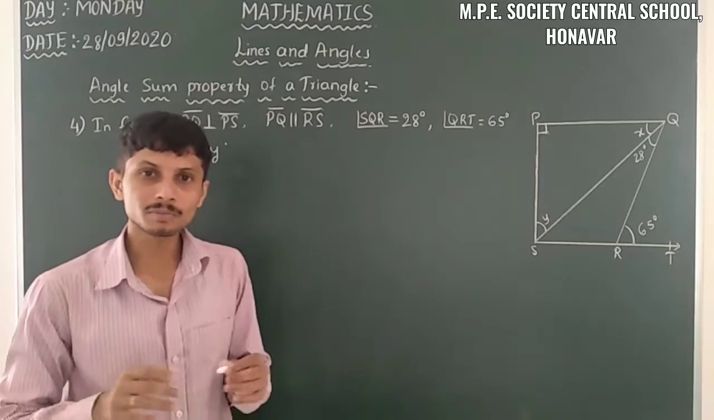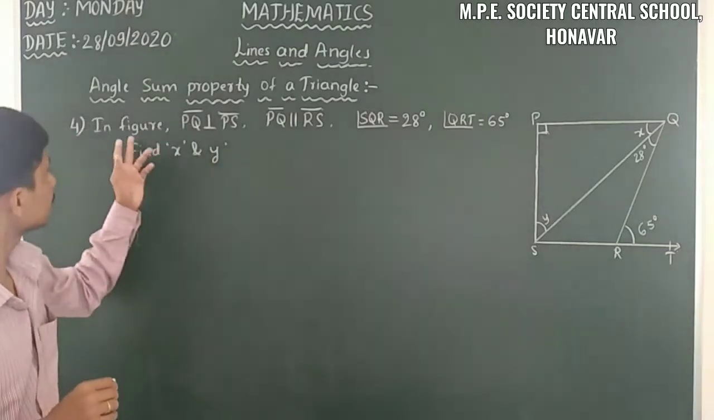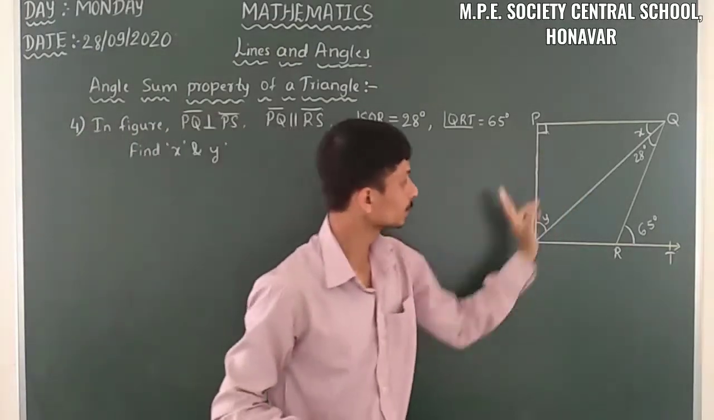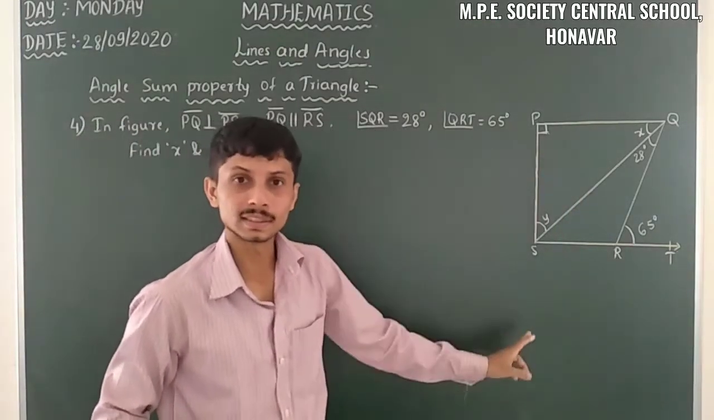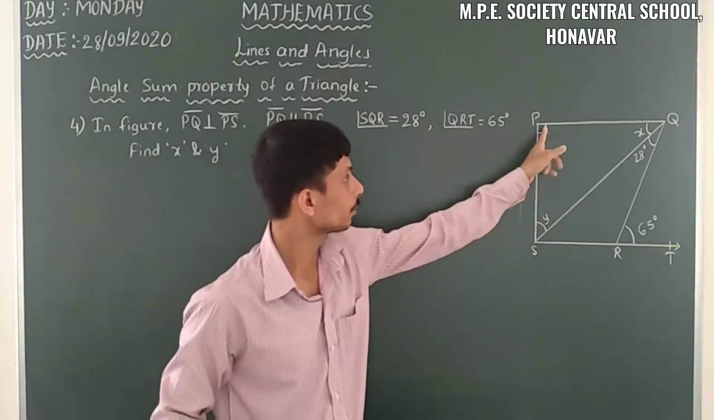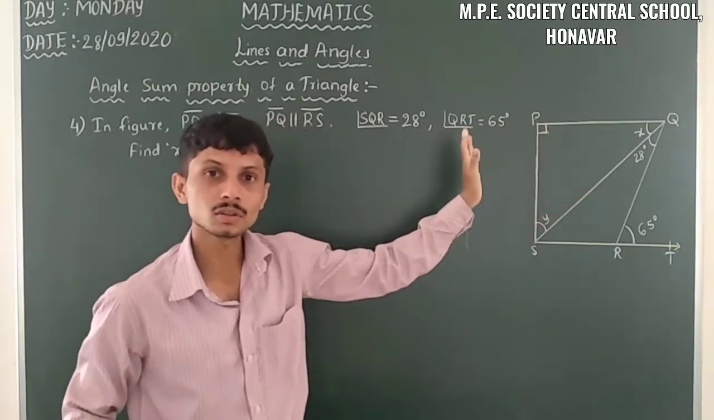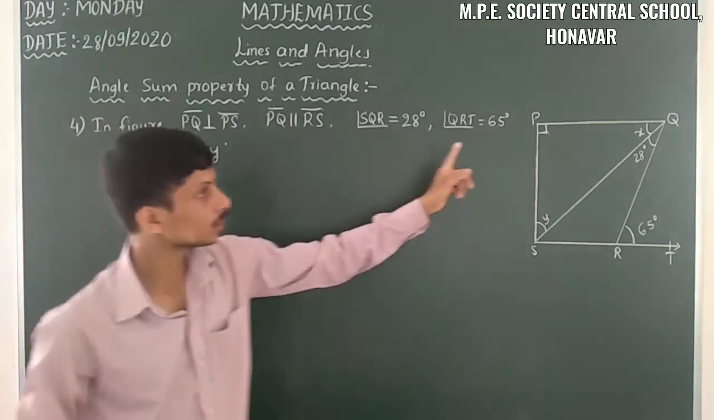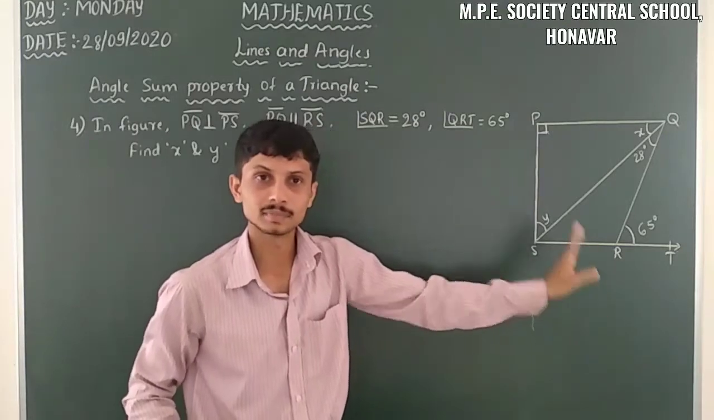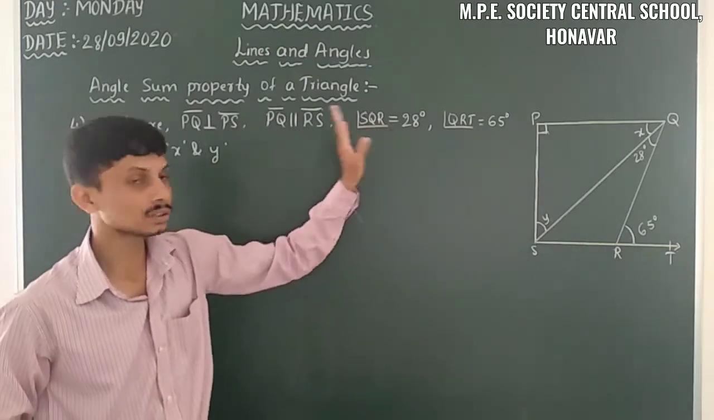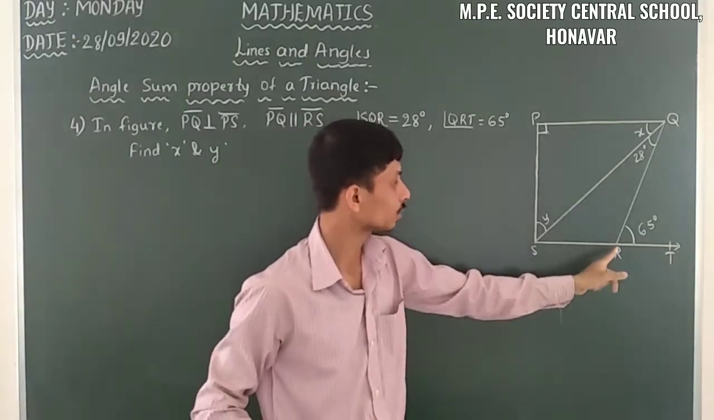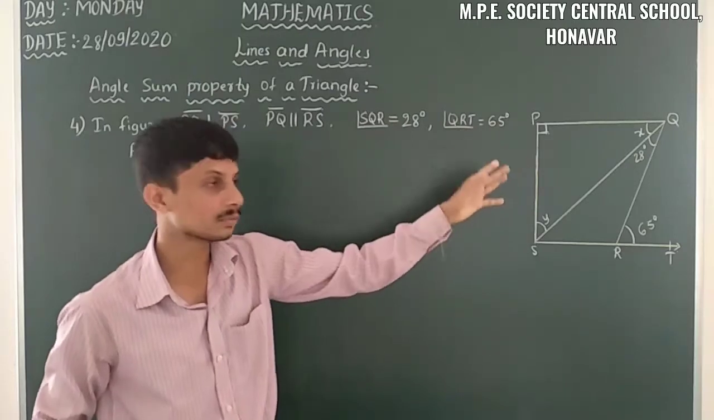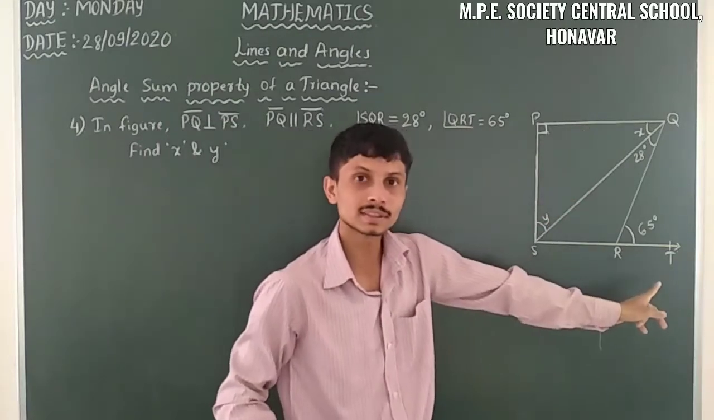The fourth problem says that in this figure PQ is perpendicular to PS, so the angle between them is 90 degrees. Then PQ is parallel to RS. Then angle SQR is equal to 28 degrees, and angle QRT is equal to 65 degrees. These are the given values.